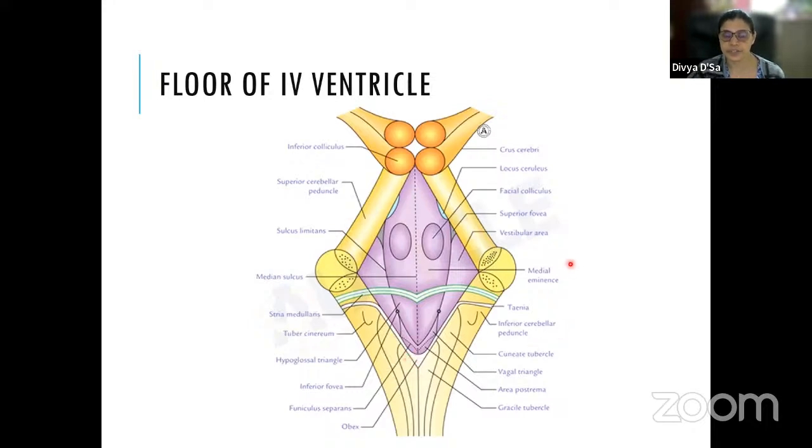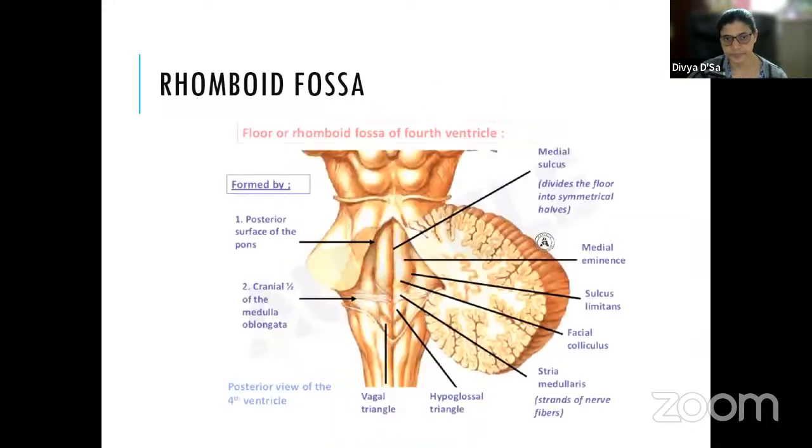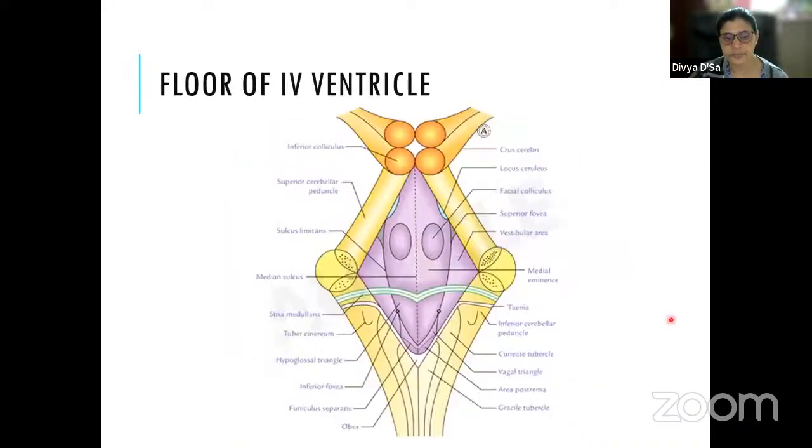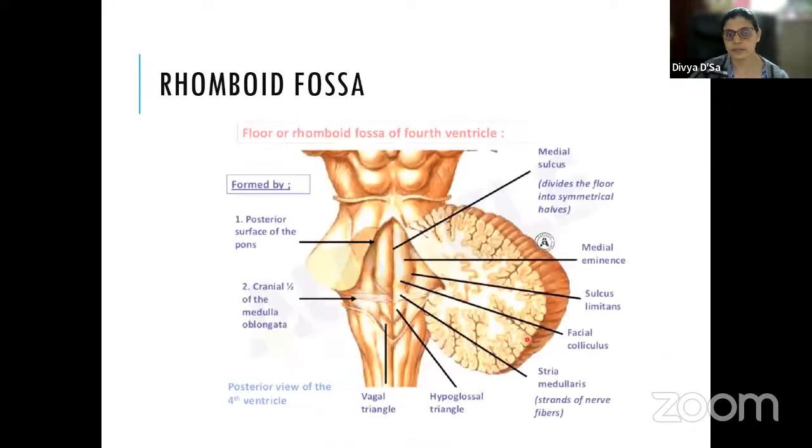These are the things which you need to draw as a neat labelled diagram, and as you label it, try to explain what each structure is. Crossing this, there will be an upper area and a lower area. The upper is in relation to the pons and the lower is in relation to the medulla, divided by the striae medullaris. So for the rhomboid fossa, we write the same thing, but only regarding the floor. We don't write anything else.